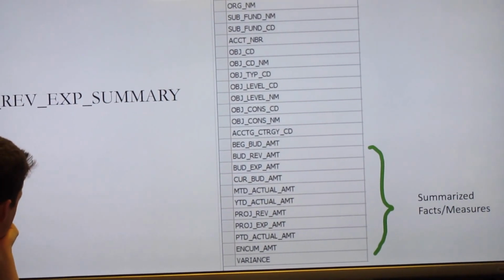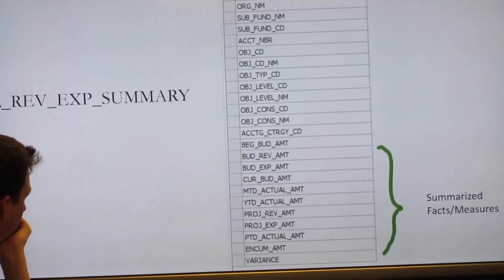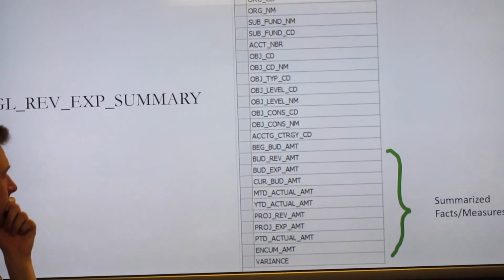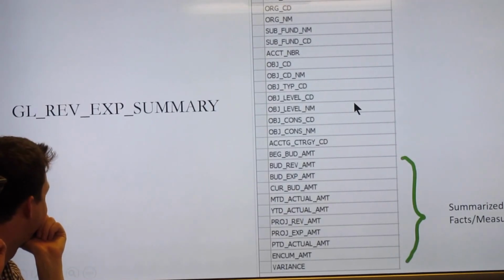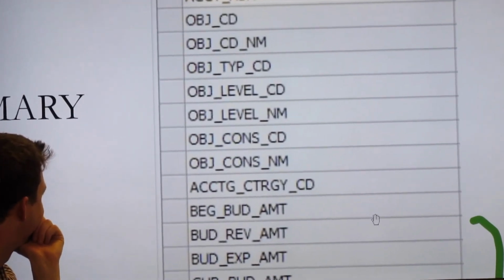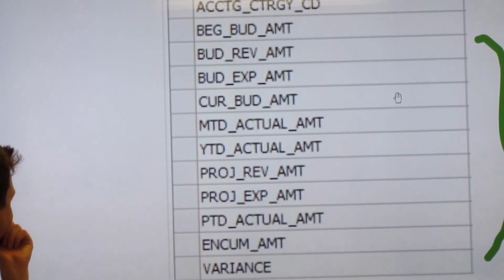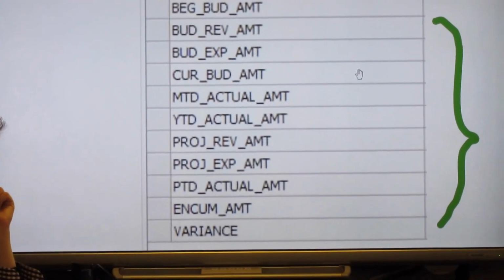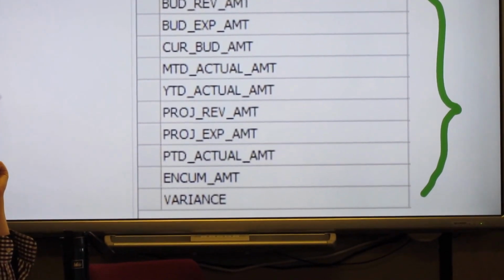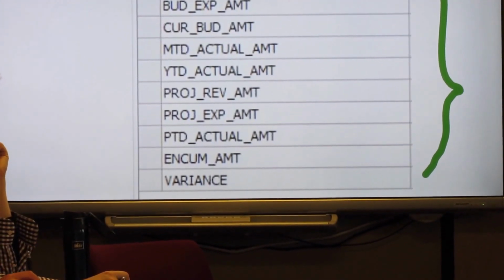And that's the summary table that we built. This contains the aggregate dollars. Can you zoom in on that? We have budget revenue amount, budget amounts, current amounts, month to date, year to date, and project to date, encumbrances.